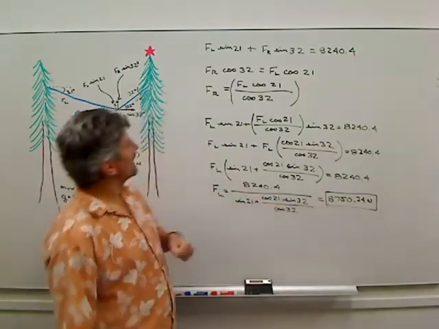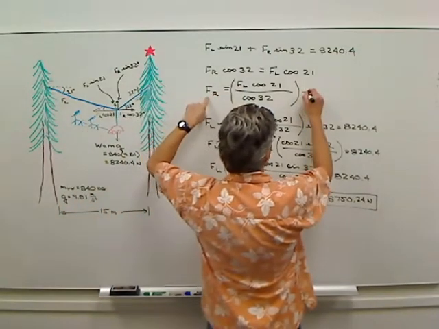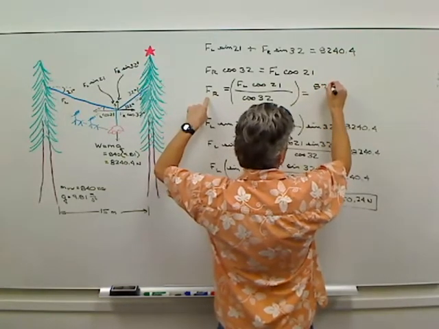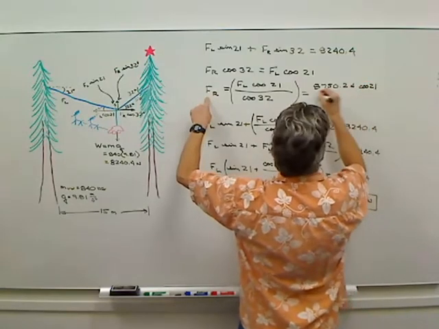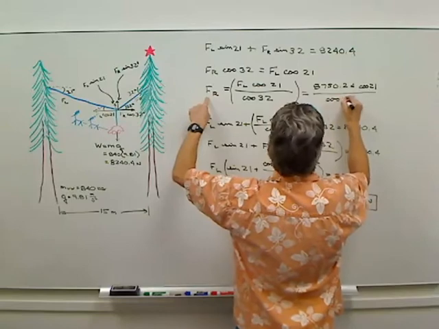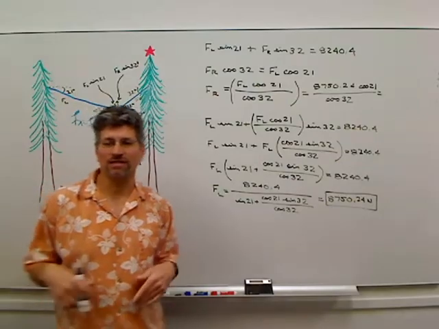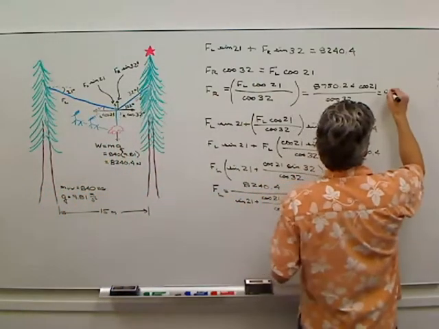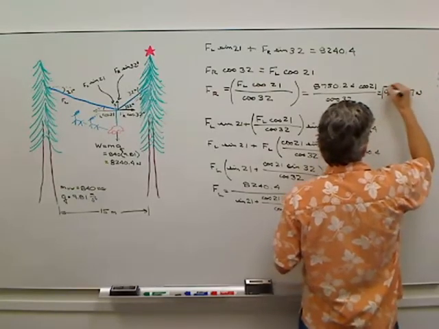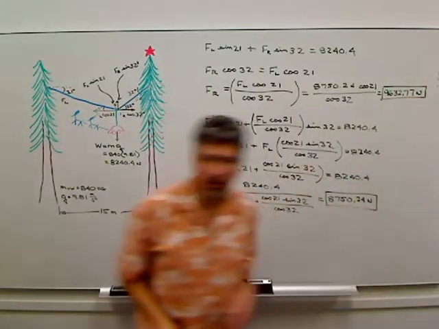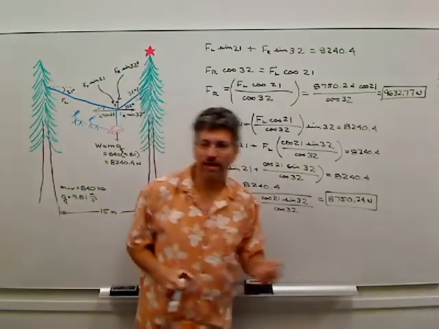Now it's a real easy matter to take that solution and drop it back into this expression right here to solve for F sub R. So we have 8750.24 times the cosine of 21 divided by the cosine of 32. And when you chunk all that into the calculator, you come out with 9632.77. So there is the force in the right-hand cable, and that is the other answer that we're looking for.